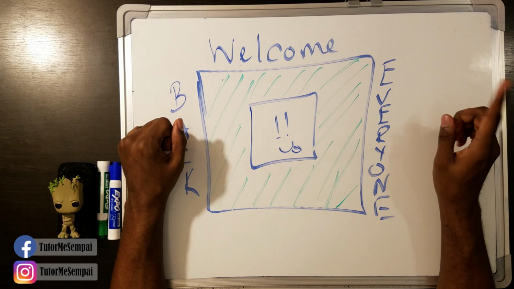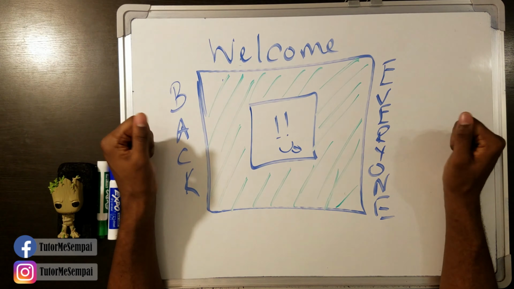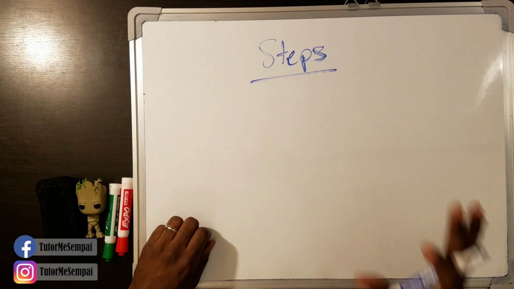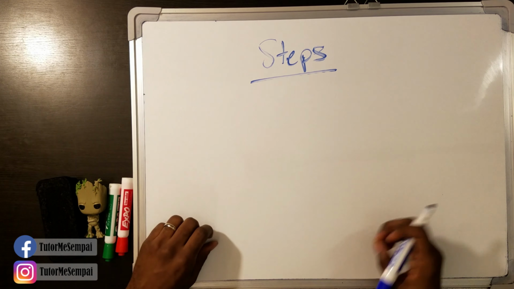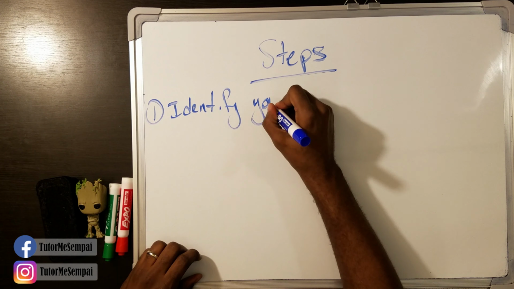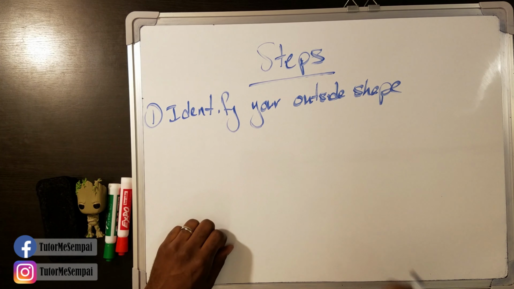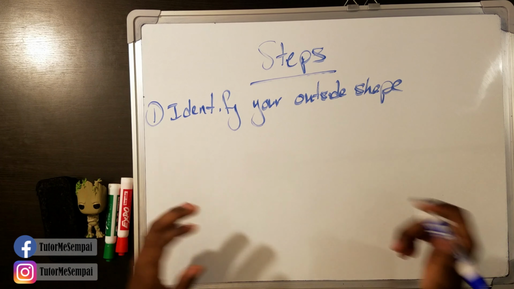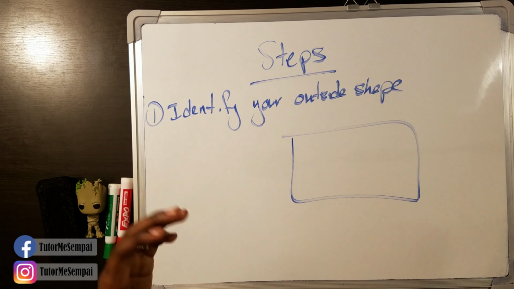Without further ado, let's talk a little bit more about finding the area of a shaded region. Today I'm going to give you 5 really easy steps in order to find the area of your shaded region. Our first step is to identify your outside shape. You have a shape, for example, let's say this shape here.